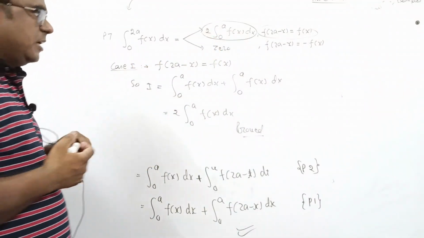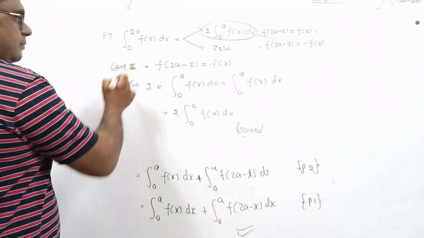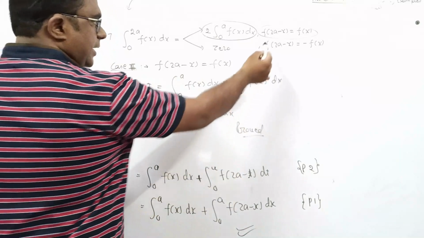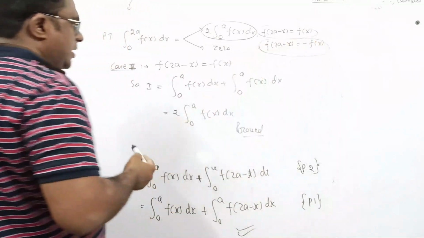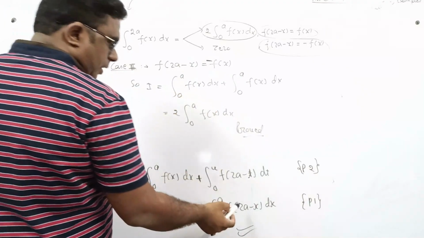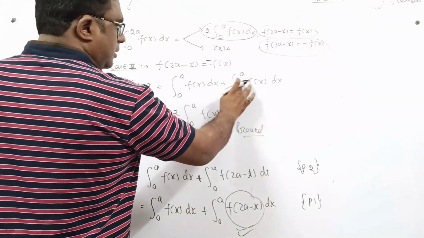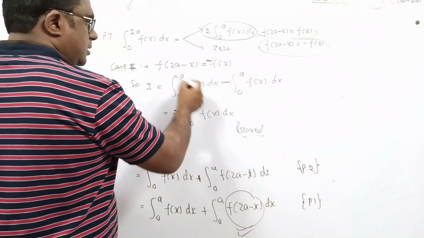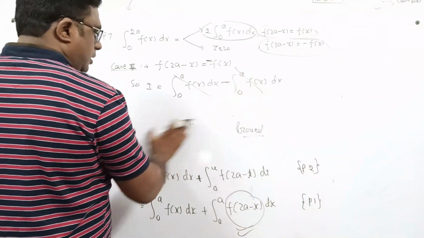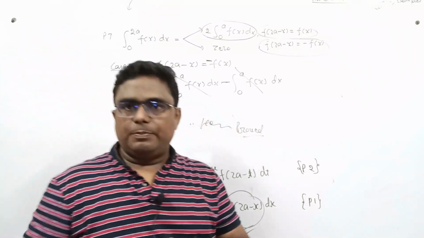Now the second case is left. So in the second case, f(2a - x) is equal to -f(x). Okay. So if I put -f(x) in place of this, then minus here, it means minus here, and these two terms will cancel each other and the result will be 0 and our property will be completely proved.